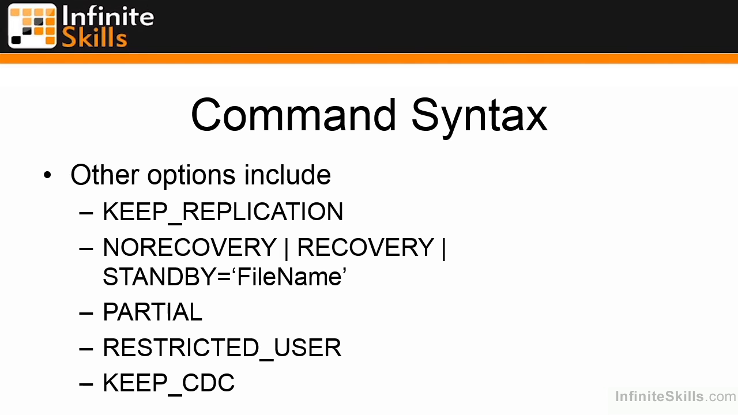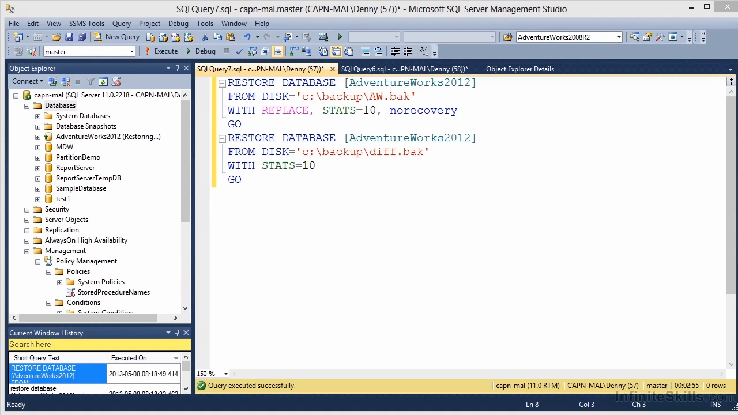So let's go ahead and take a look at the T-SQL that we're actually going to use to do a differential restore. As you can see here, I've got a restore script up on the screen, but I've already run it so we can see the output. So you can see here I've got the full backup being restored first: restore database AdventureWorks 2012 from disk /backup/aw.back with replace, stats equals 10, no recovery. So I'm bringing the database up into the restoring state, and I can then restore an additional backup on top of it.